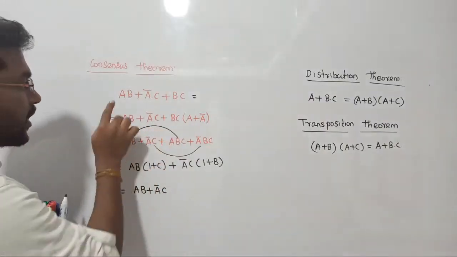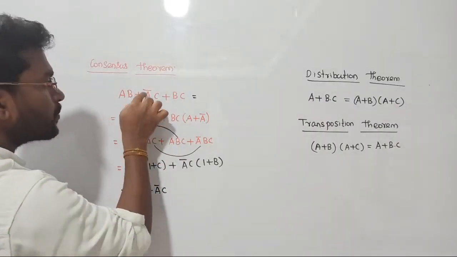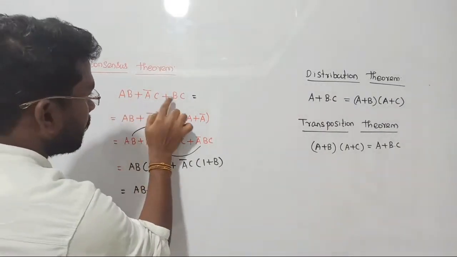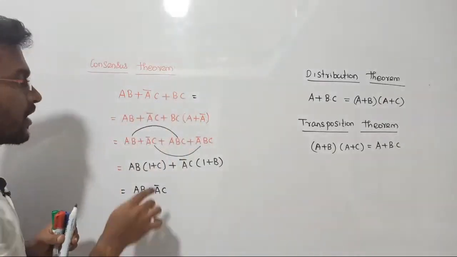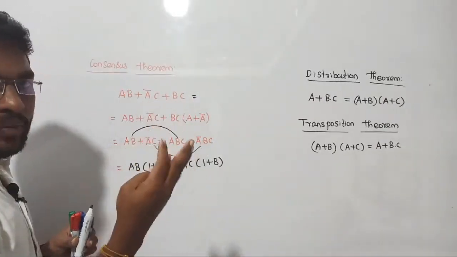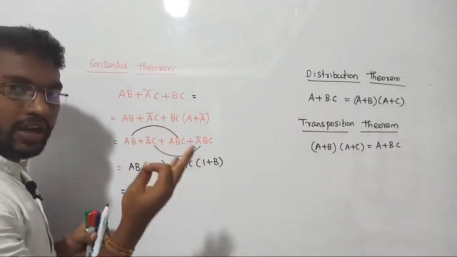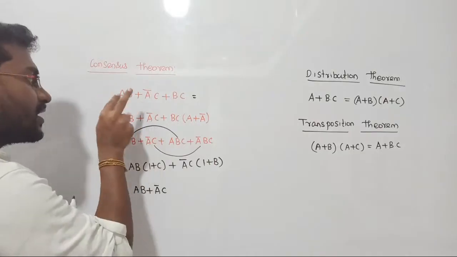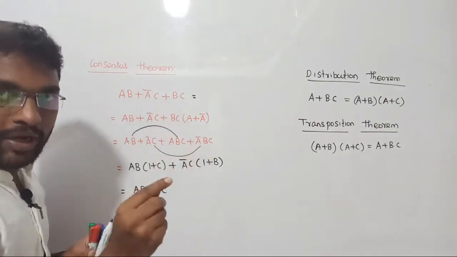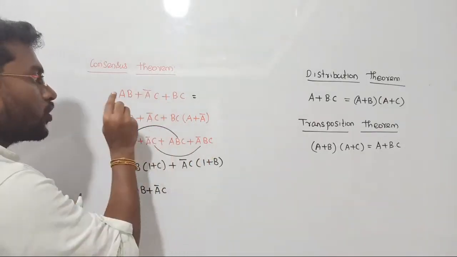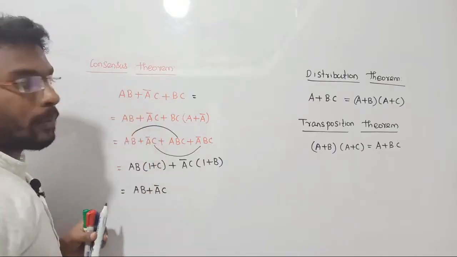Two times they are repeated. Like A, notice, A will be repeated twice but with a complement, and B will be repeated, C also will be repeated, right? So first thing, you will have three variables in the consensus theorem. The second thing is, all the variables are being repeated, right? And the third condition, if you notice, only one variable will be complemented, right?